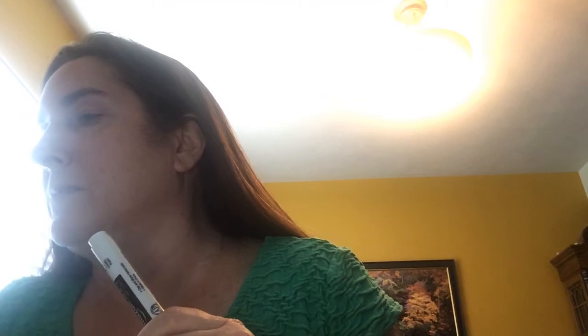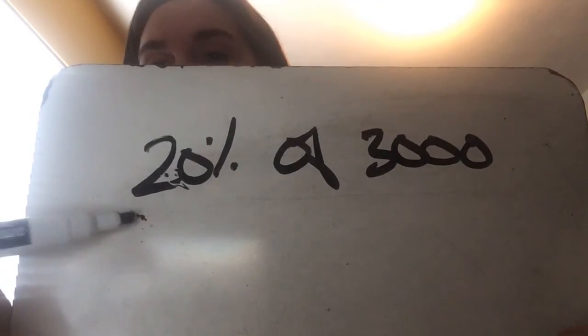Okay, now the next step is they're using 3,000 pizzas and they want to know the mushrooms. So we need to find out 20% of 3,000. So can everybody write that down? How do we solve that? There's 2 ways to solve this. We can write this as a reduced fraction, or we can write this as a decimal.